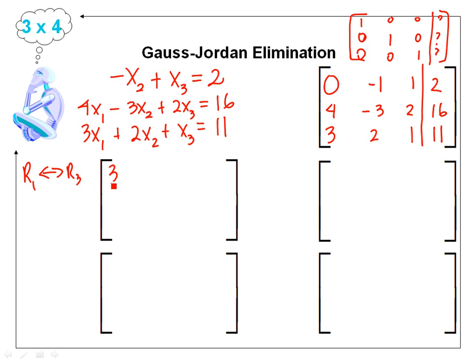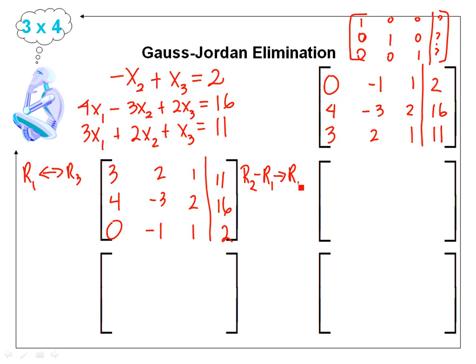Now it becomes 3, 2, 1, 11, and then 0, -1, 1, 2 down here. And then our row 2 will remain the same. Okay. Great. Now we want this 3 to be a 1. Notice if I divide this row by 3, I'll get fractions right from the beginning. And usually I'm trying to avoid fractions. So another alternative could be to subtract 4 and 3, right? So let's say row 2 minus row 1. That would give me a positive 1. Row 2 minus row 1.